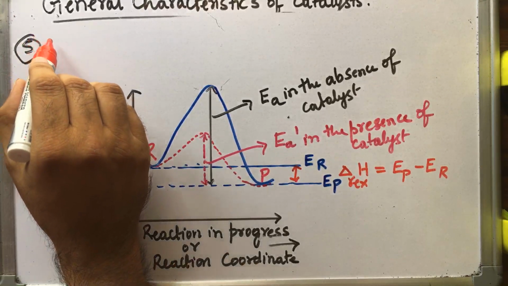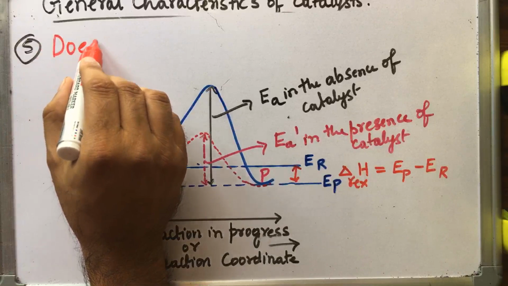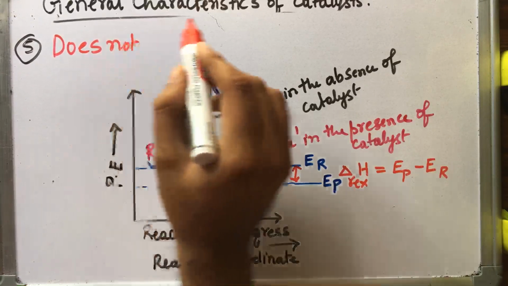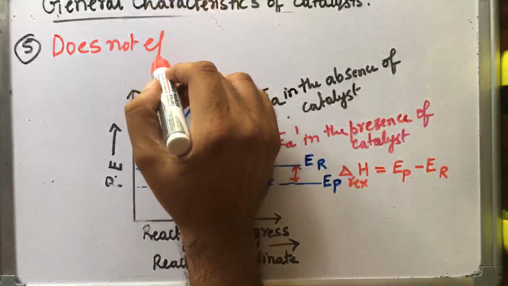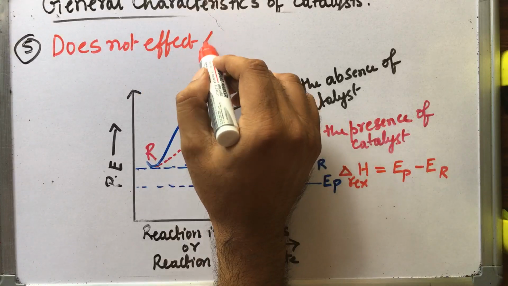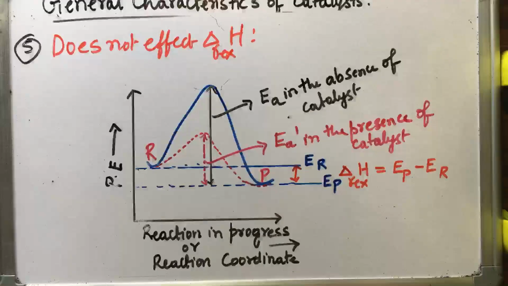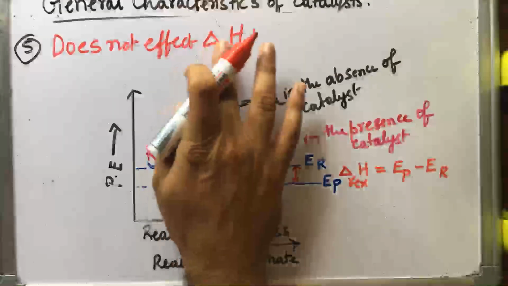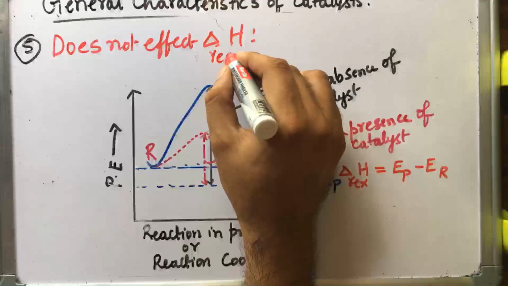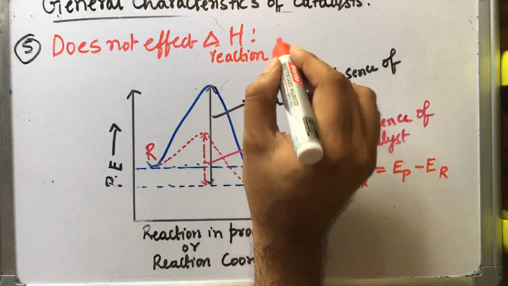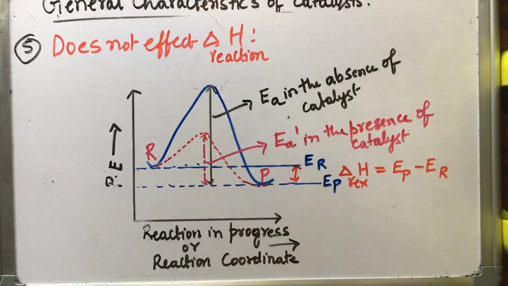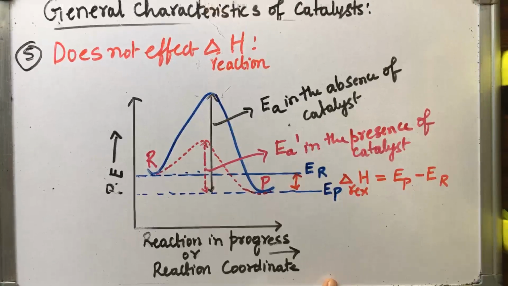A catalyst does not affect delta H of the reaction. Whether it is a catalyzed reaction or an uncatalyzed reaction, it would remain the same. It is not changing. Is it clear, students? You can note it down.